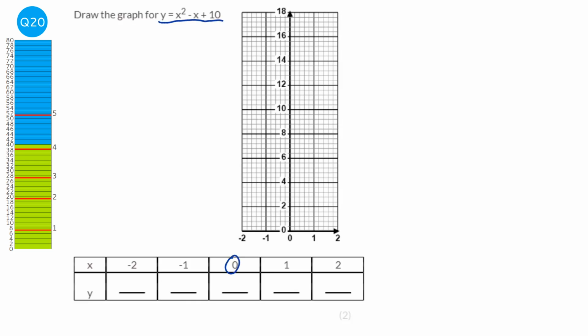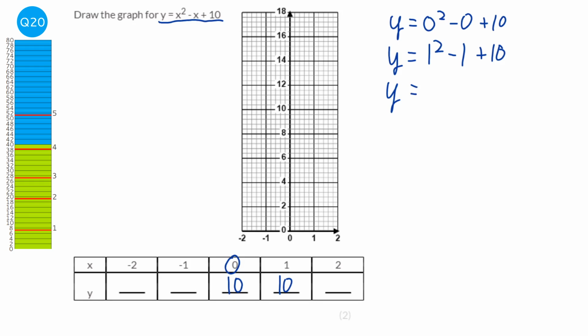So we're going to start off with x equals 0, and we're going to write out this equation but with 0 every time it says x. So it's going to be y equals 0 squared minus 0 plus 10. Well, 0 squared is just 0, so 0 take away 0 is just 0, plus 10 is just going to be 10. Could do the same for 1. So it would be 1 squared minus 1 plus 10. Well, 1 squared is 1, 1 take away 1 is 0, plus 10 is 10. So that will also be 10.